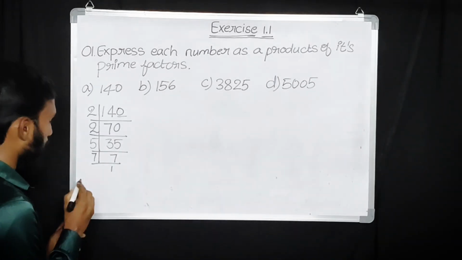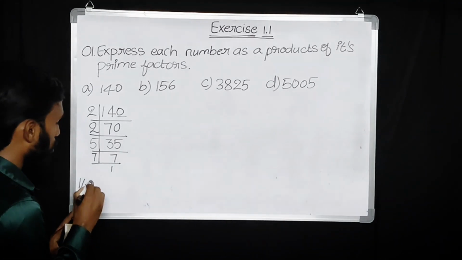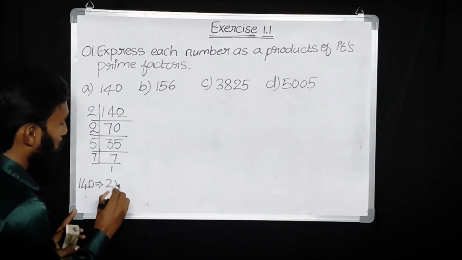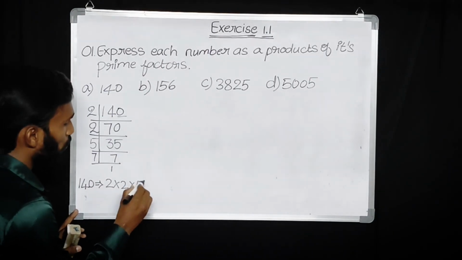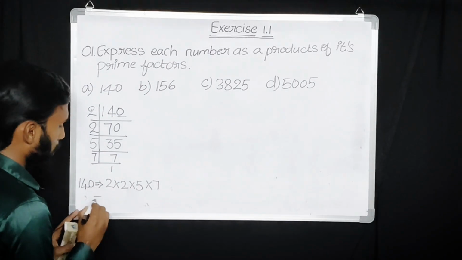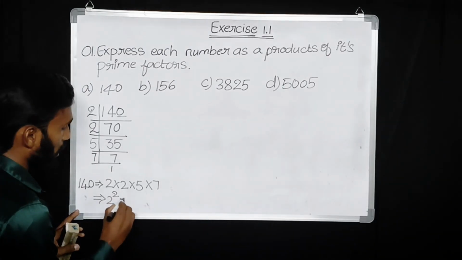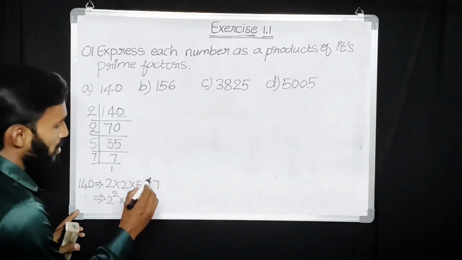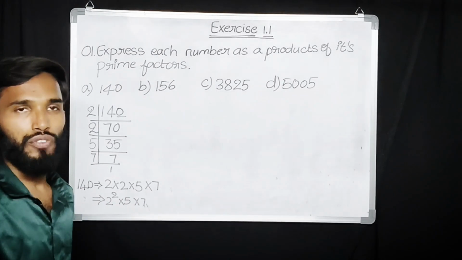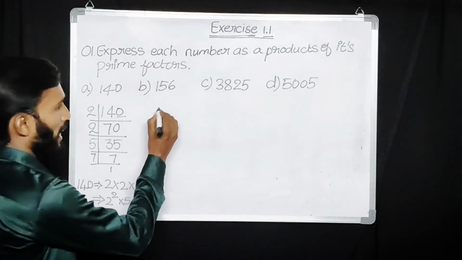And in the 7 table, 7 times 1 is 7. Now what is the product of prime factors of 140? 2 into 2 into 5 into 7. Simply write this as 2 square into 5 into 7. This is the first one. Now come to the second one.